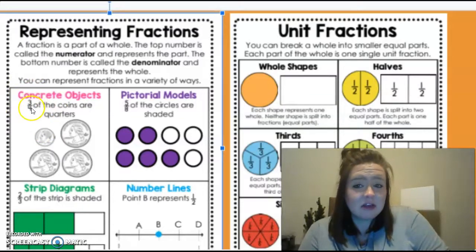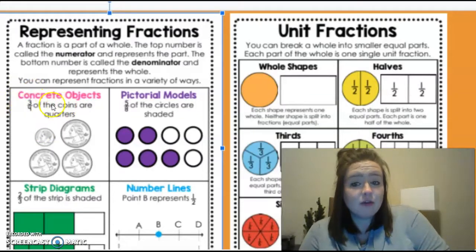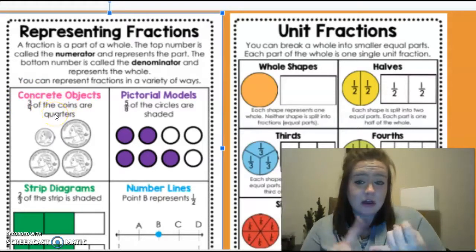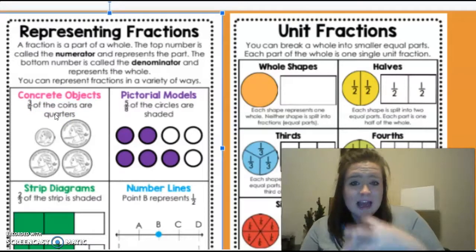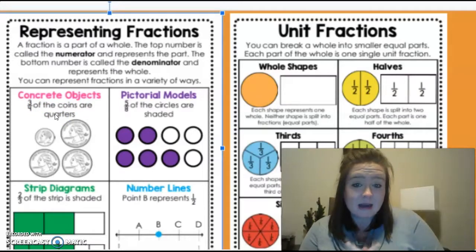So in this case down here, in this 3/4, 3 is the part. So 3 is either the number of objects that are being counted, the pieces that are being shaded, or in a number line, how many spaces you went to get to that point.